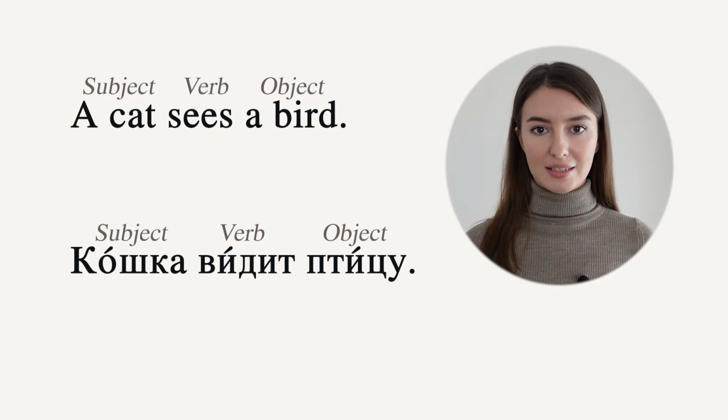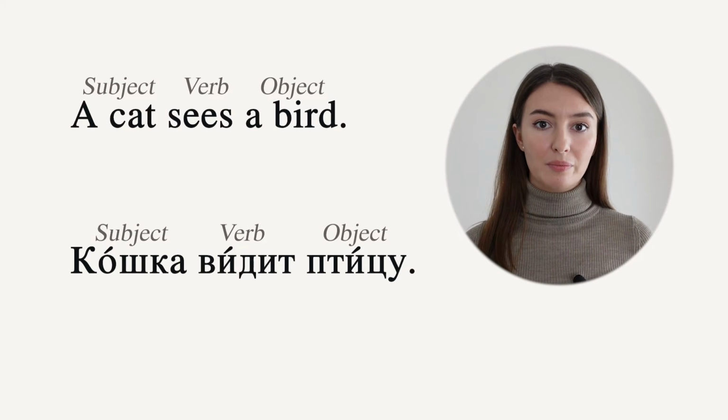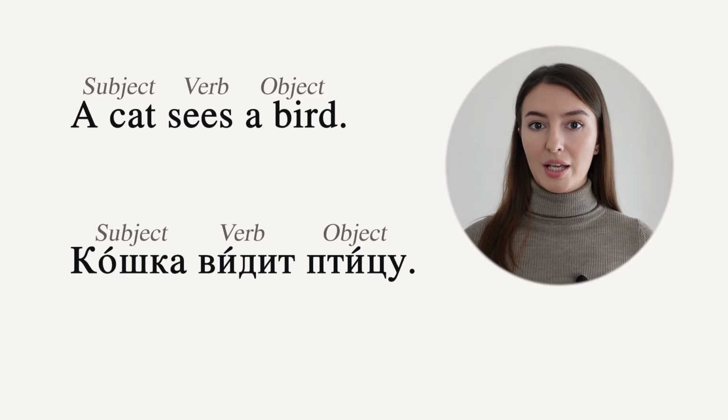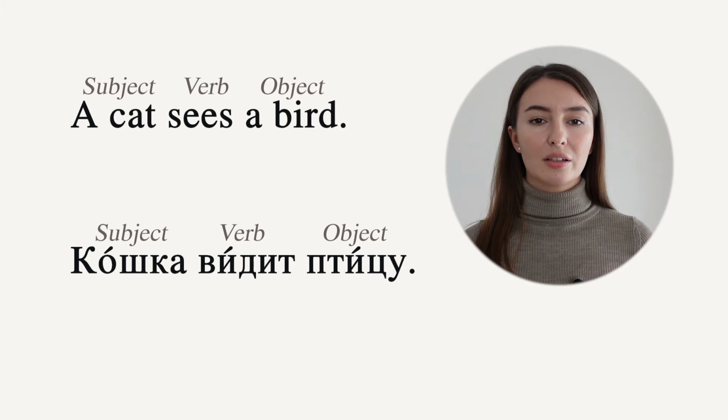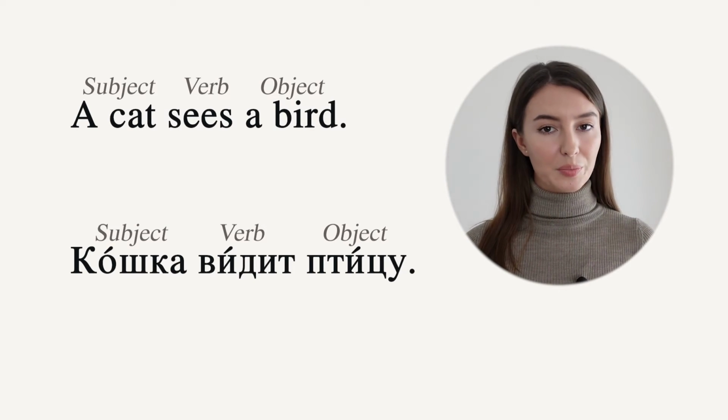Now I want you to look at the sentence. A cat sees a bird. A cat is a subject, sees is a verb, a bird is an object. In Russian, this sentence sounds like кошка видит птицу.